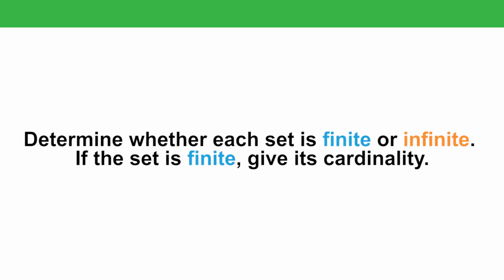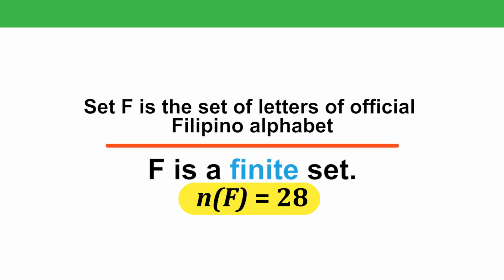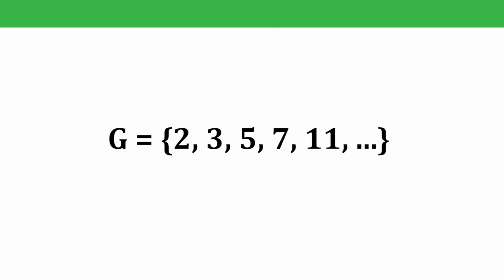Now try this. Determine whether each set is finite or infinite. If the set is finite, give its cardinality. F is a set of letters of official Filipino alphabet. G is a set whose elements are 2, 3, 5, 7, 11, and so on and so forth.